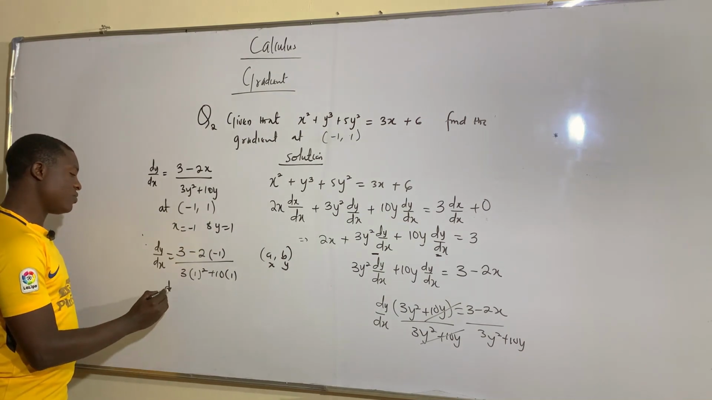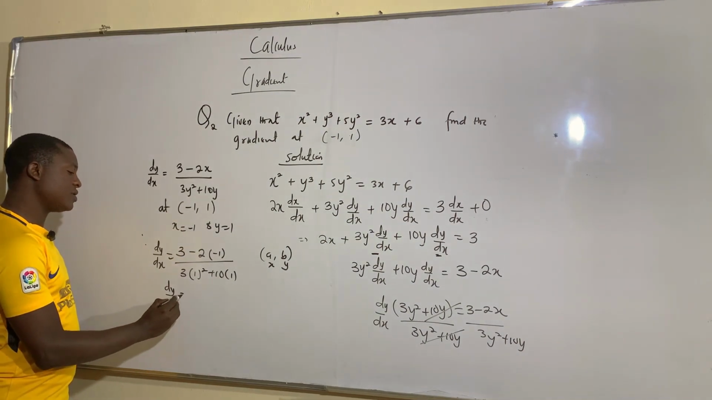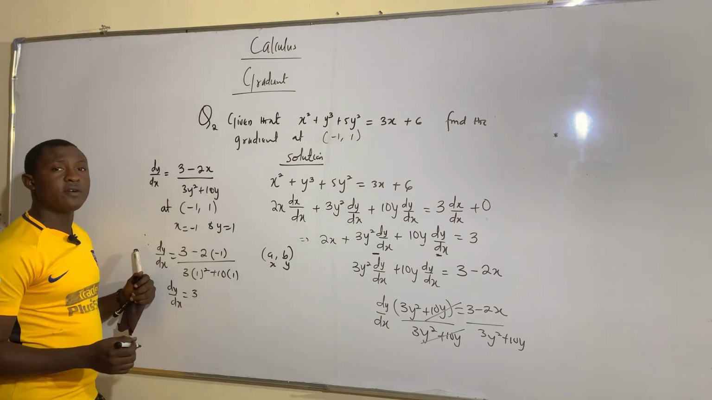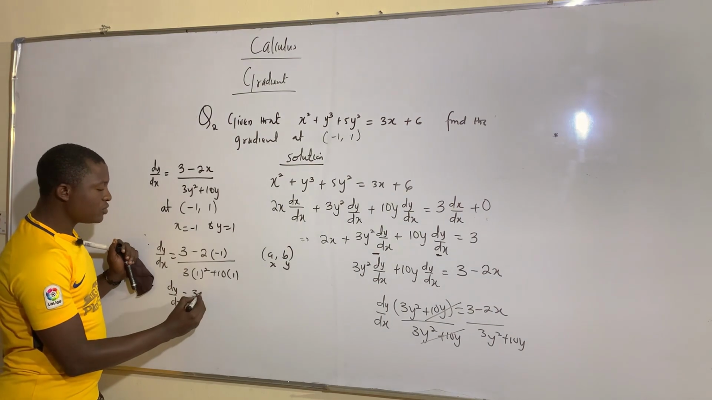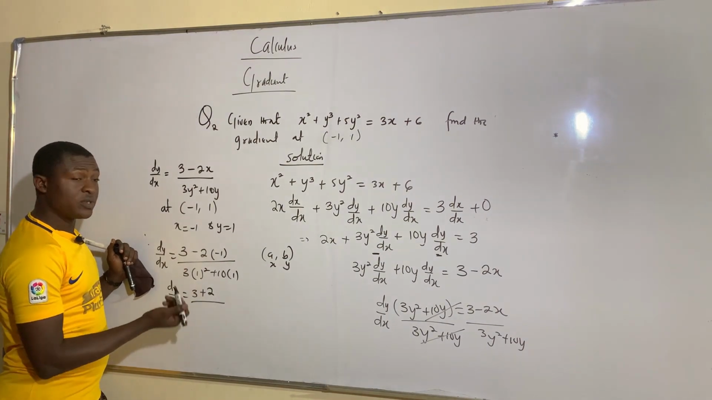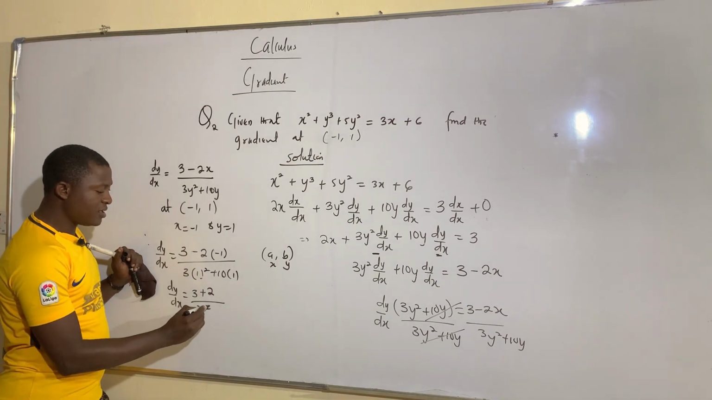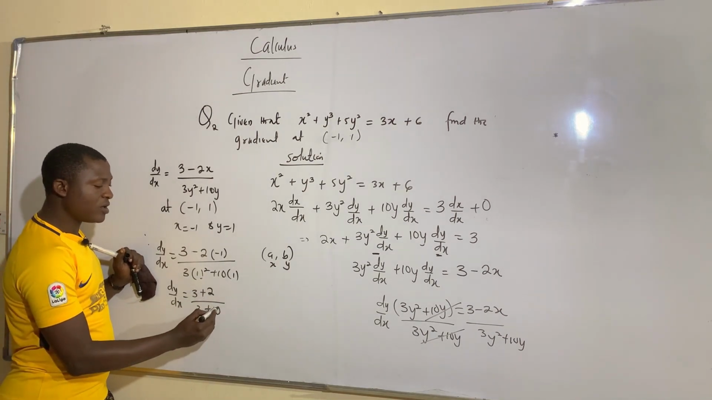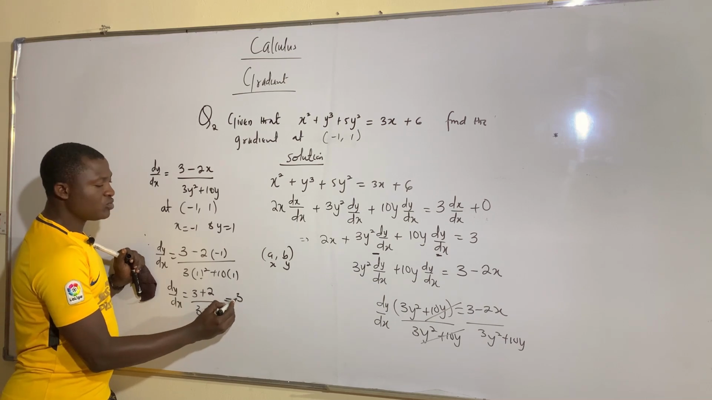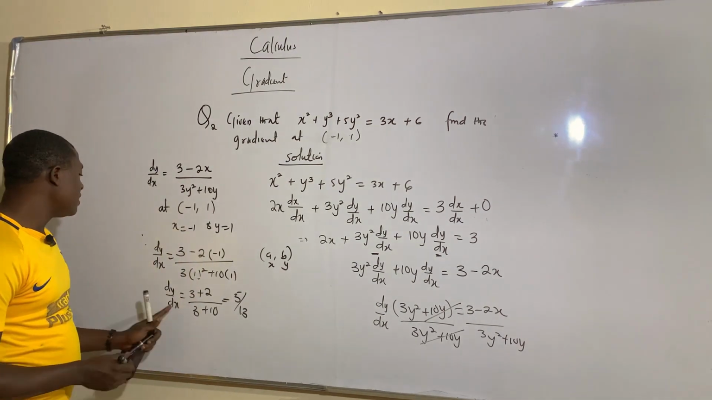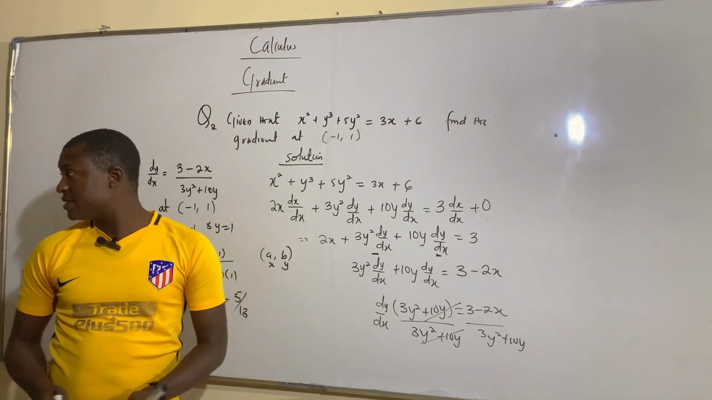So therefore we have dy dx of this to be 3. Now, minus times minus, what are we going to have? Yeah, we are going to have plus, divided by 1 squared, which is also what? Yeah, good. So 3 times 1 we have 3, then 10 times 1 we have 10. So here 3 plus 2 we are going to have 5 over 13, which means our slope here is equal to 5 over 13.